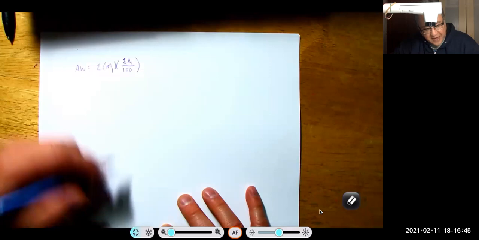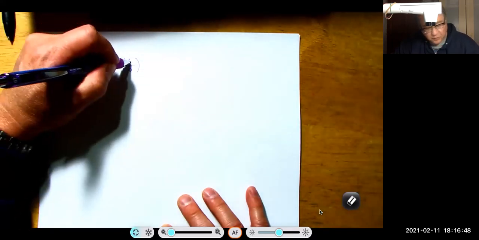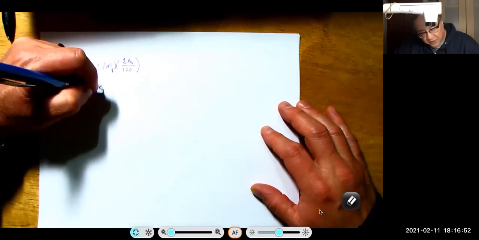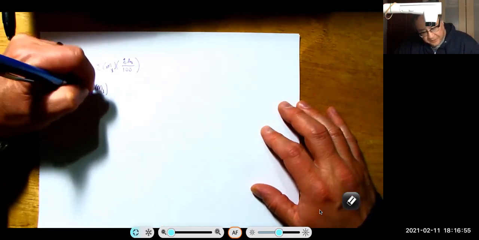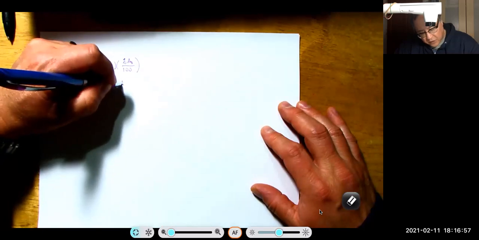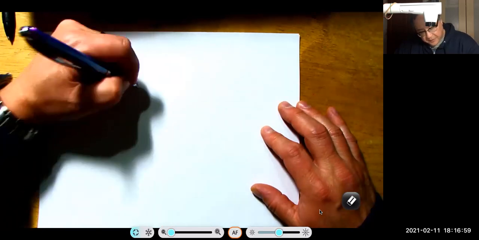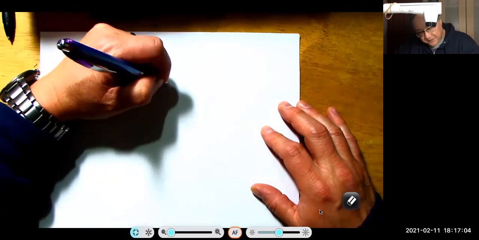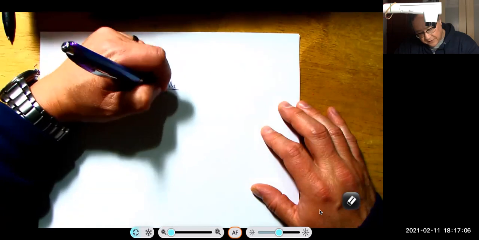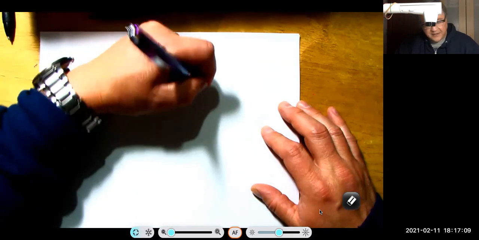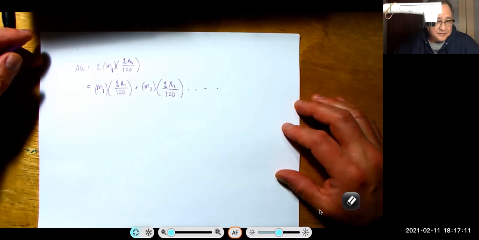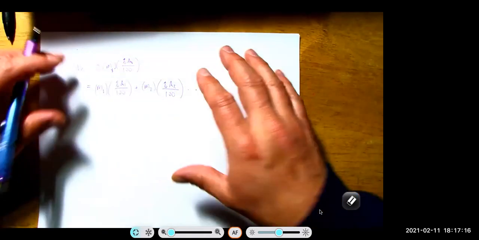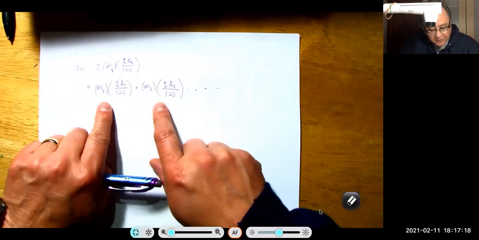And here, I'm just going to put X here, whatever the isotope is. So this means the mass of isotope 1 times the percent abundance of isotope 1 over 100 plus the mass of isotope 2 times the percent abundance of isotope 2 over 100. And you keep doing that for as many isotopes as you have. So this is what you do if you have many isotopes. But if you only have two, it's just this equation right here.